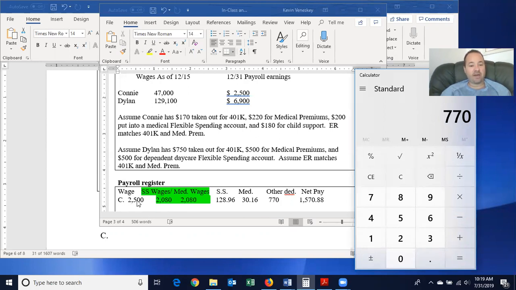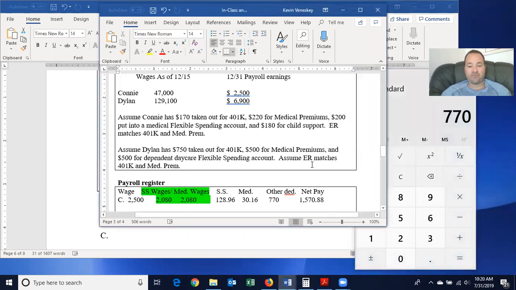So if we take the 2,500, that's where you want to revert back to. These guys just kind of go away after we've done the tax work. 2,500 minus the tax, minus the Medicare, other deductions, net pay is only $1,570.88.